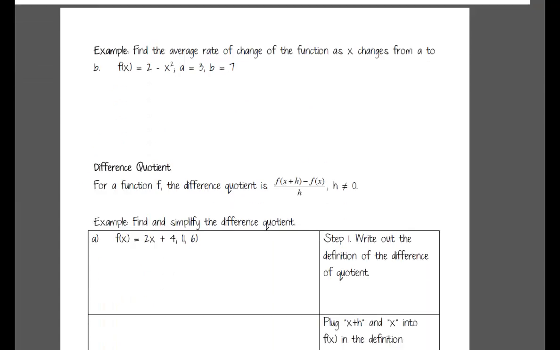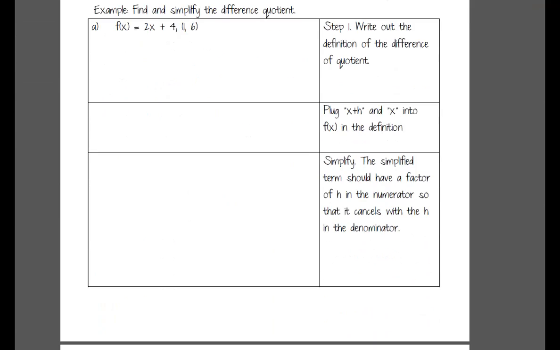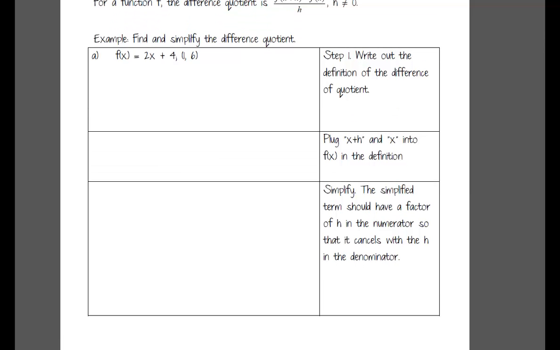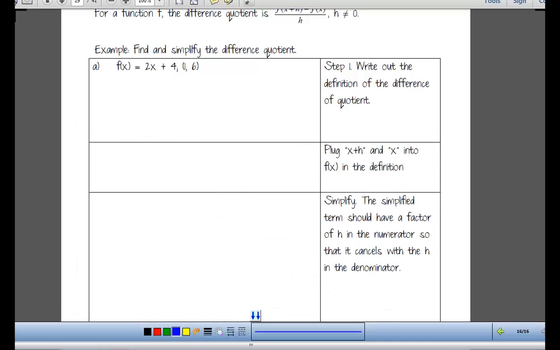The difference quotient is also different from the average rate of change because we usually do it a little more generally. We're looking for a function, not necessarily evaluating at 2 specific values. So we have some step-by-step instructions for helping us find the difference quotient. We're going to write out the definition, plug in x plus h and x, and then simplify. So our difference quotient is f of x plus h minus f of x all over h.